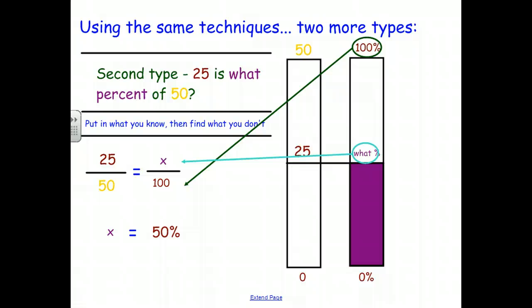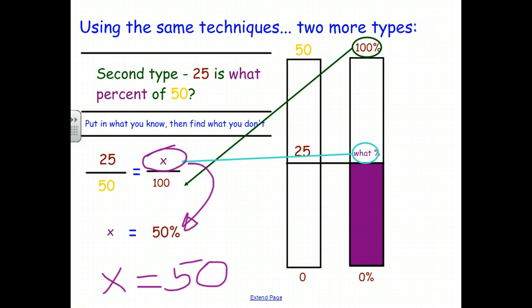Now the answer that you're going to get in this problem is x is equal to 50. Let me write that down here: x is equal to 50 is the actual number you'll get. But because x is in the top of the percentage ratio, we know that it actually represents a percent, and because our question asks what percent.